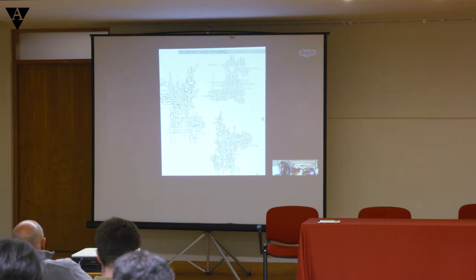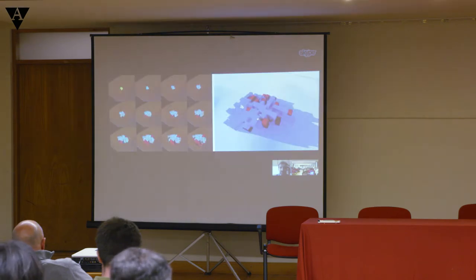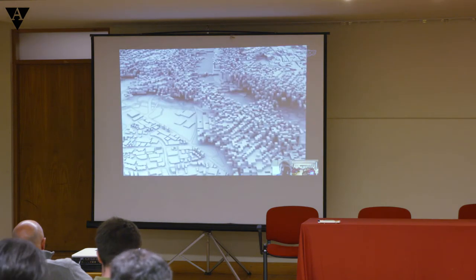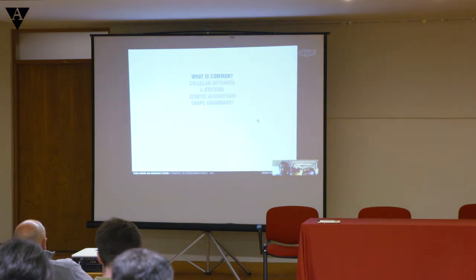Also these generative shape grammars and other examples, more connected with typology and rules. And then there are some cases where these different tools could blur, because here we could do it by cellular automata, by shape grammar, or by L systems. So we try to find what these tools have in common and what is different.